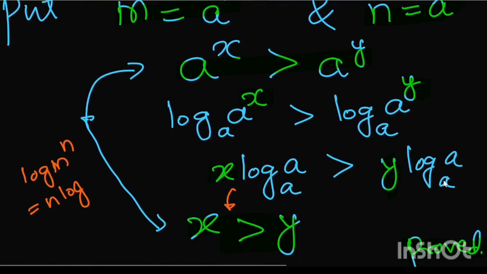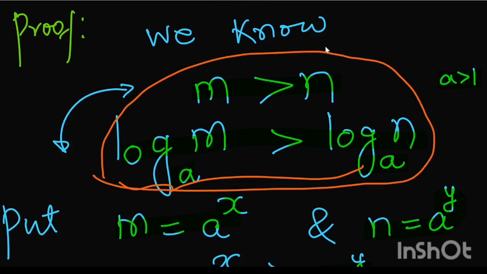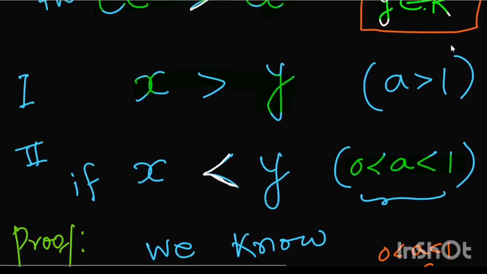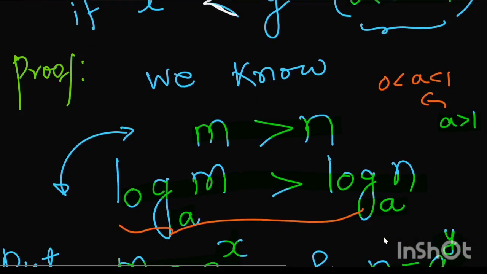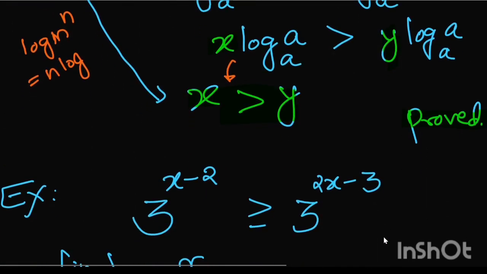Okay, in a similar way we can establish it for a less than 1 using the same logarithmic inequality. Instead of a greater than 1, we use a between 0 and 1. So the second part can be proved for x less than y, where the sign changes. That can be proved by taking a between 0 and 1 in the same logarithmic inequality. So now let's see some examples on this.